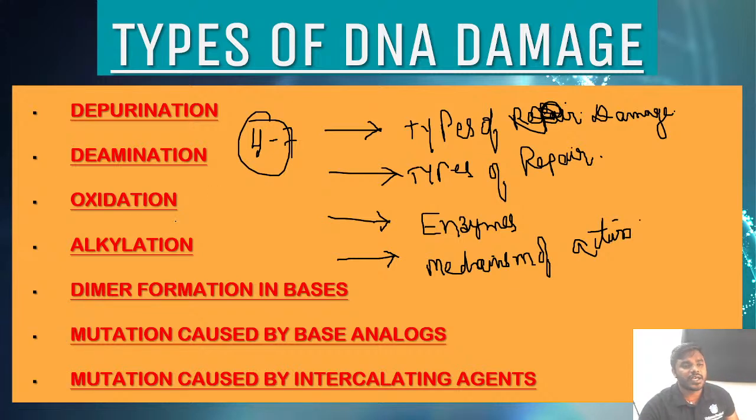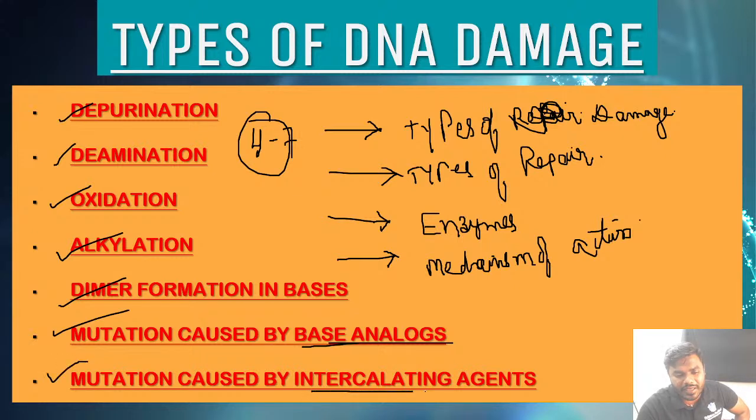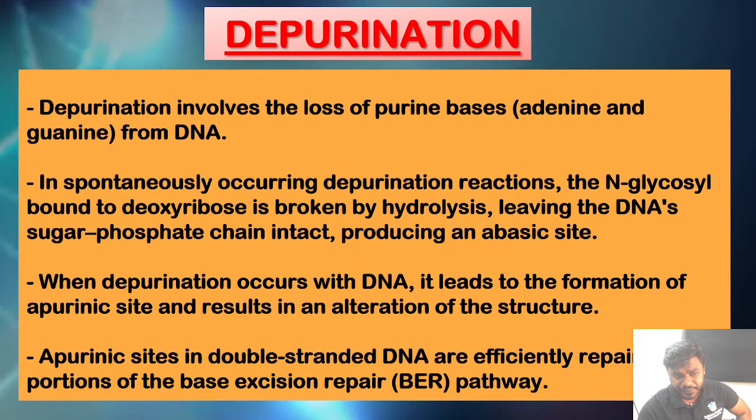Okay, now focus. First of all, we have to remember all the types of damages, I mean to say what kind of damages occur in the DNA more commonly. Later we will come to the types of repair mechanisms. Everyone pay attention, friends: depurination, deamination, oxidation, alkylation, dimer formation, mutations caused by base analogs, and mutations caused by intercalating agents. These are various types of DNA damage.